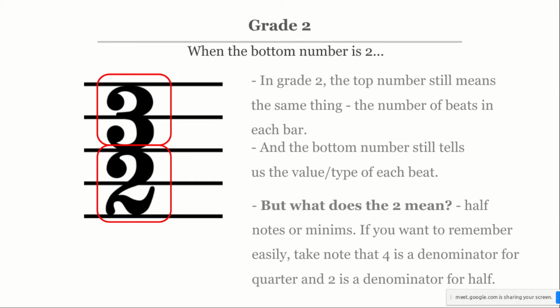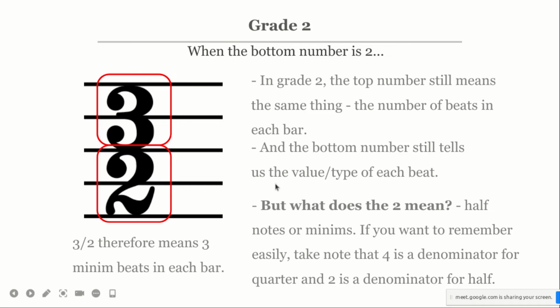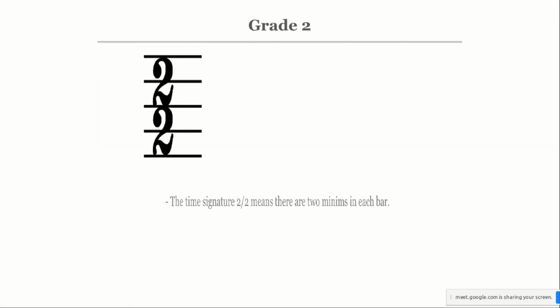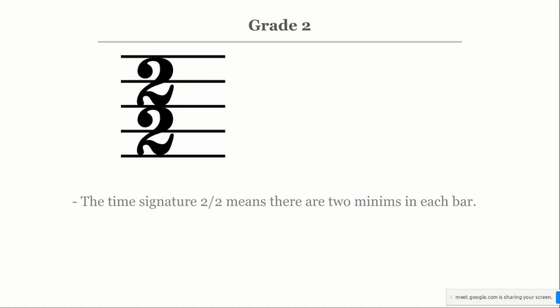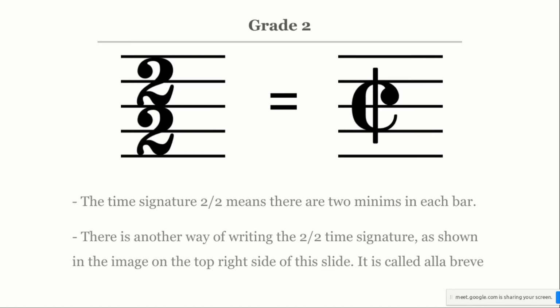Half. Half, exactly. And what is the other name of a half note? The other name of a half note is a minim. Exactly. So this time signature means in full there are 3 minims in each bar. Perfect. That's correct. 3 minim beats in each bar. So based on that, kindly tell us the meaning of this time signature. There are 2 minims in each bar. Thank you so much. And this is another way of writing 2 minims in each bar.